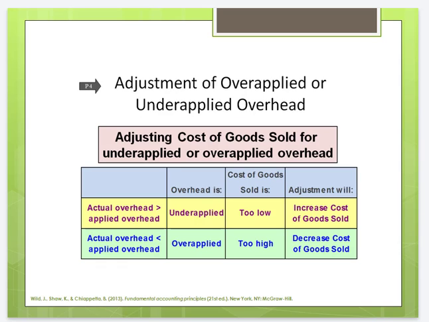Now, let's look at the consequences. If we have under-applied overhead, then basically our cost of goods sold is too low, and we need an adjustment to increase the cost of goods sold for the amount of overhead that was under-applied. If we've over-applied overhead, the opposite is true. Cost of goods sold is too high, therefore we need to record an entry to decrease cost of goods sold.